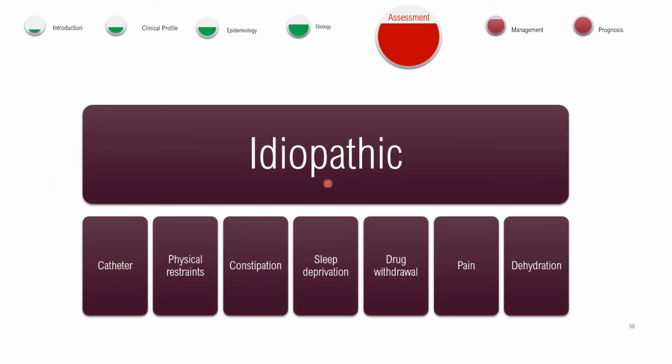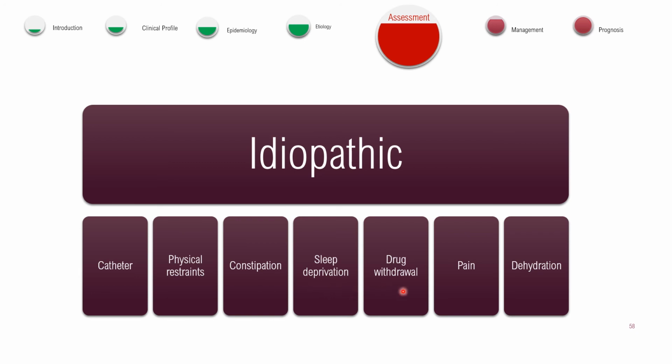Idiopathic delirium requires the most attention, and in those cases, it is wise to start with causes that are likely to be overlooked. For example, whether the patient is on a catheter, which is a common practice in medical units. The use of physical restraints is not very common, but keep them in mind as well. Inquire about constipation and whether they have been sleeping well. Again, a very easily missed cause of delirium.